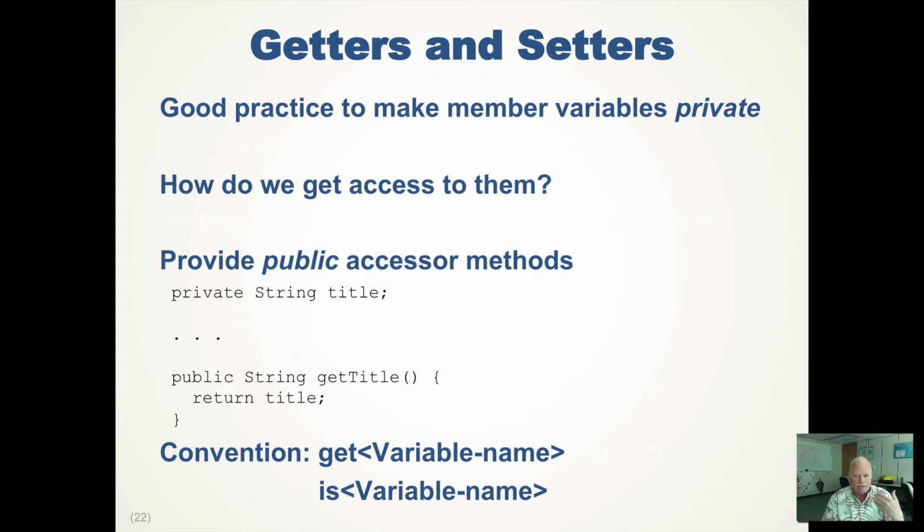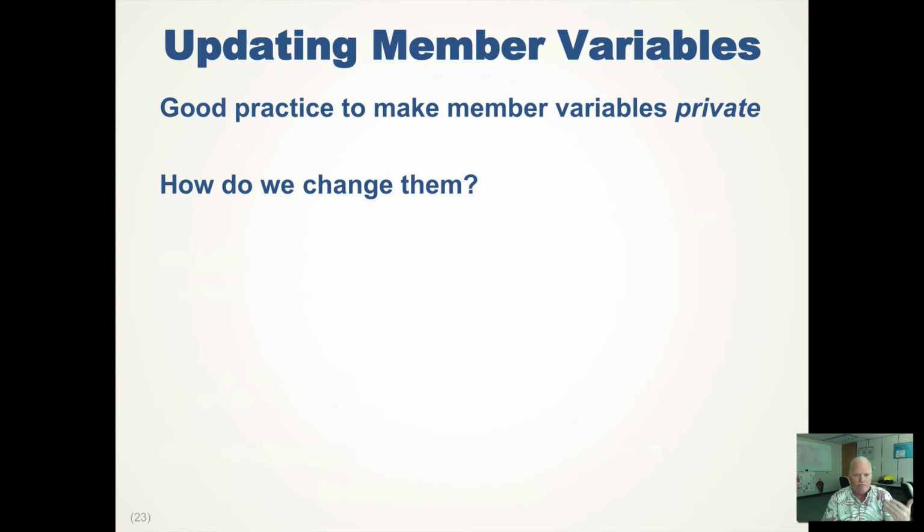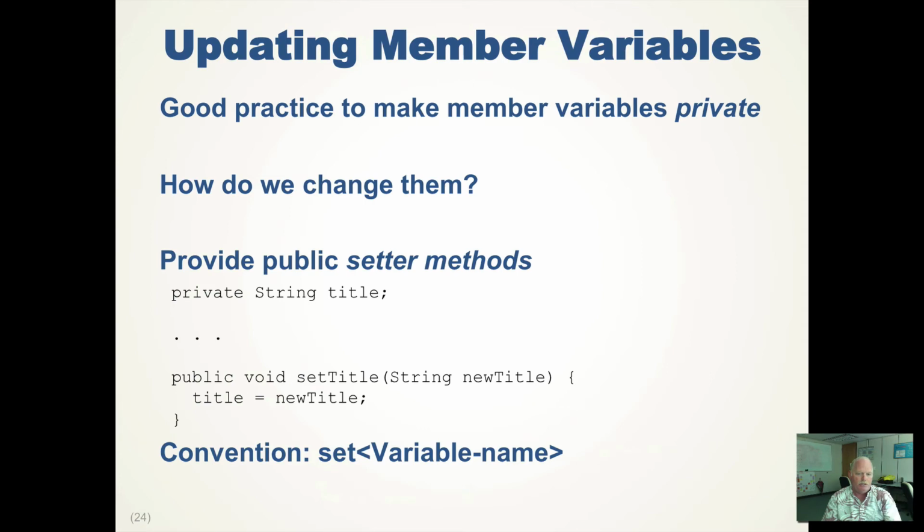Now, if I can get it, I probably may want to be able to change it, have the outside people change it. So if the member variable is private, how do we let them change it? We create a public setter method. Again, we use the convention, we say set and variable name. So we say public void, we have no return type, set title, takes a new title of type string, and then we assign the title to new title. So now people in the outside world can call my public method and change my title.